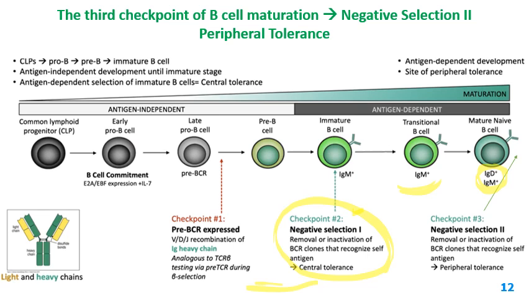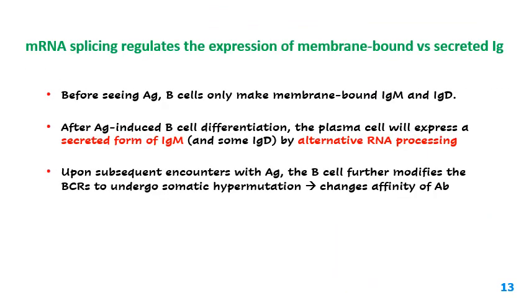Where is the central tolerance for your T cell? In the thymus. Okay, so that's central tolerance. Once this cell goes to the periphery, you're going to have another checkpoint that is going to be peripheral tolerance, which we'll get to some other time. So you have several checkpoints because you want to make sure that you're not going to have autoimmune disease. Okay? All right. So we talk here about alternative splicing.